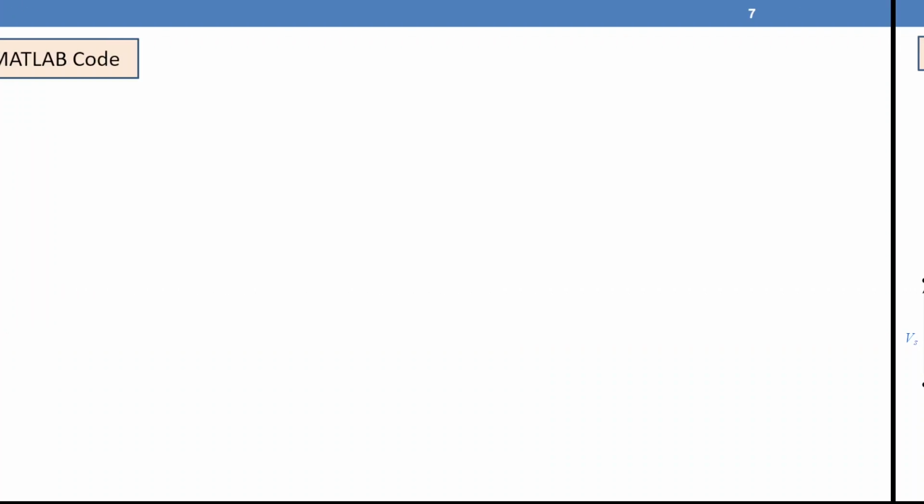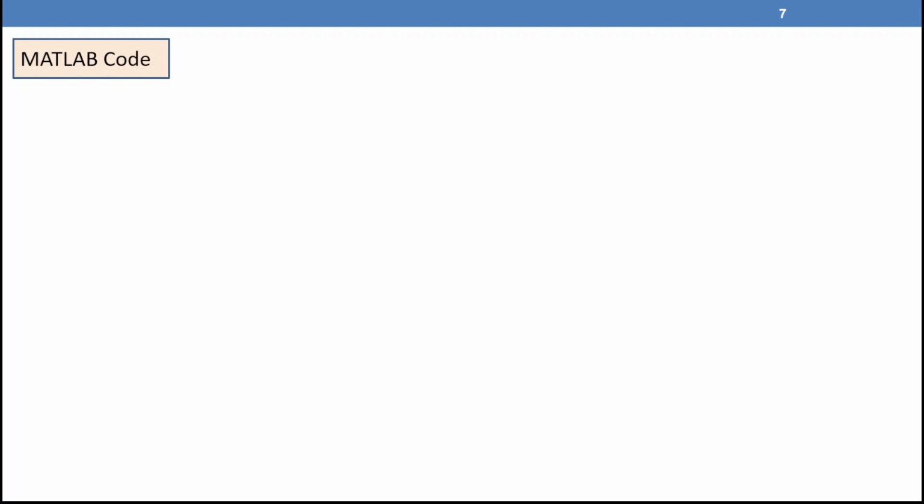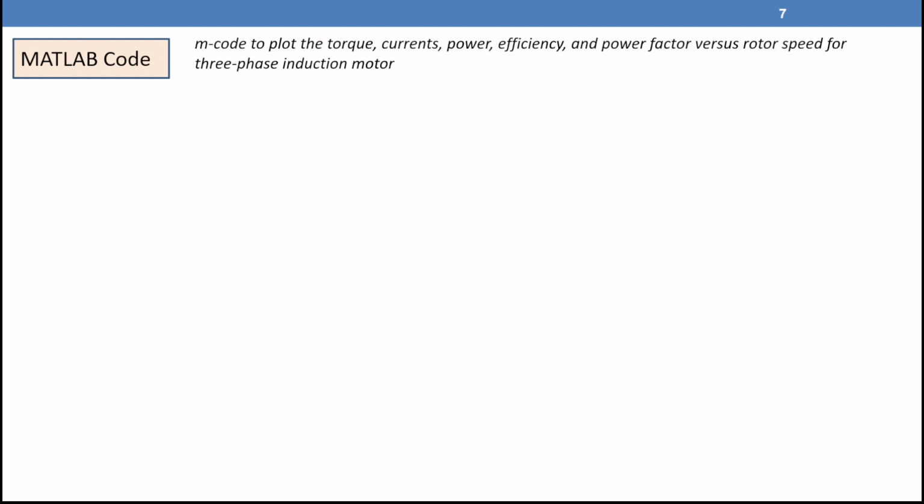results. So let's start the MATLAB code, and remember our target is to plot the torque, current, power, efficiency and power factor versus rotor speed. So we need to look for the machine performance for the range of the speed from 0 up to the synchronous speed.